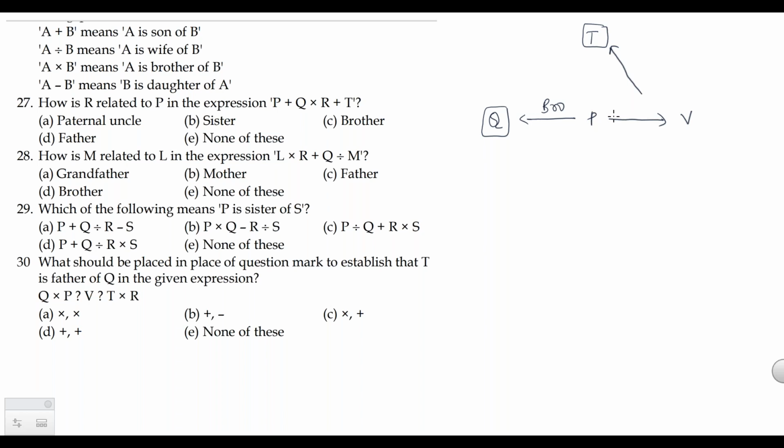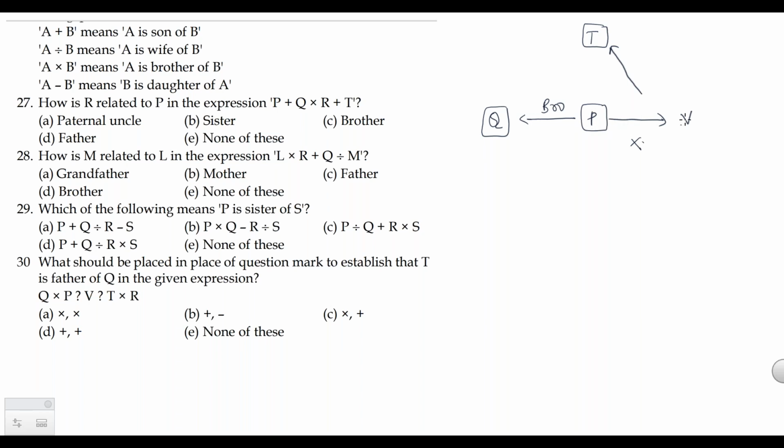So they should be in the same generation. Like P should be either brother or sister. So if I want to make P a brother, then I should get into here. Or if I want P as a son, there is no option as son. So I have to make it brother. So the first option should be into, so that P is the brother of V.